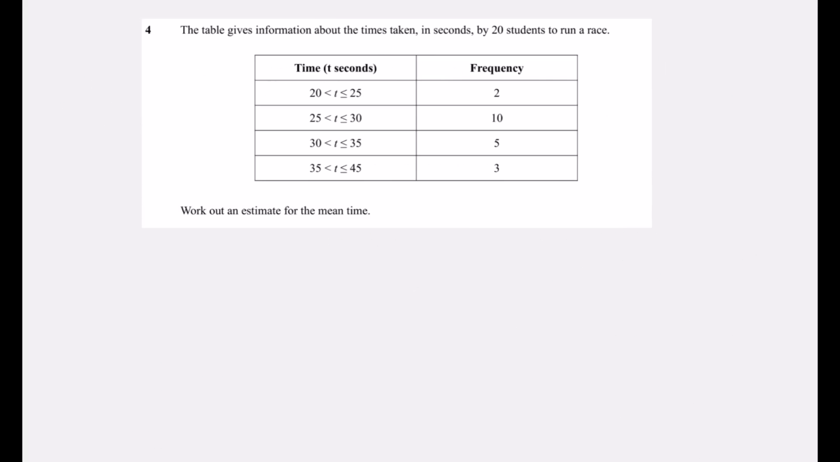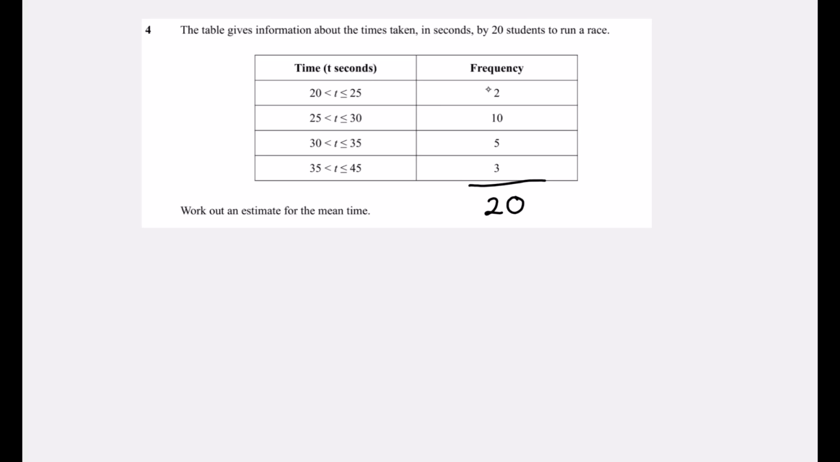Question 4. The table gives information about the times taken in seconds by 20 students to run a race. Work out an estimate for the mean time. So we know the frequencies add up to 20. We want to estimate the mean.